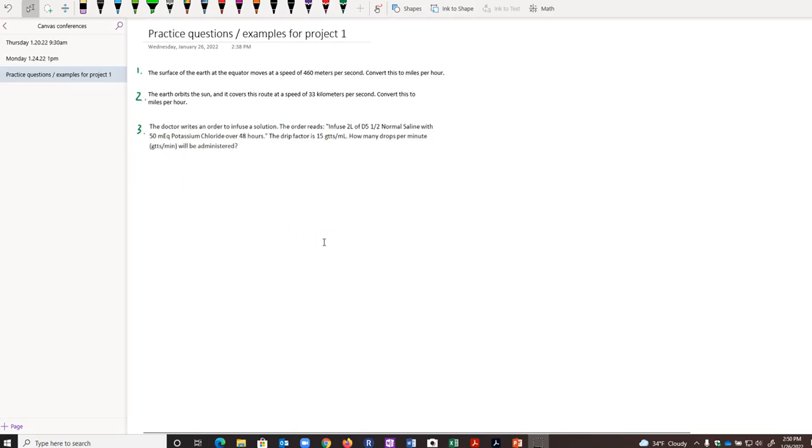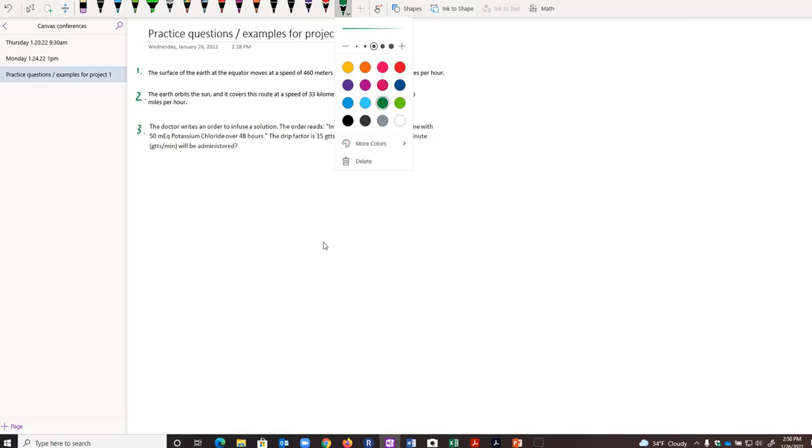I just want to show you how you want to approach these systematically and how you want to set them up, showing all your work. Okay, so the first question gives us some information. All right, so we'll take a look at number one up here. It says the surface of the Earth at the equator moves at a speed of 460 meters per second. We want to convert this to miles per hour.